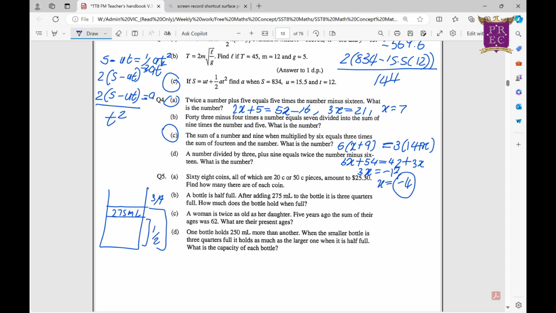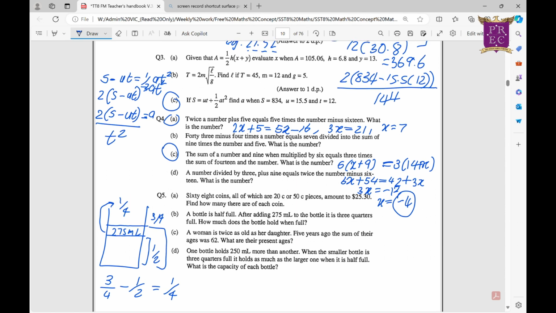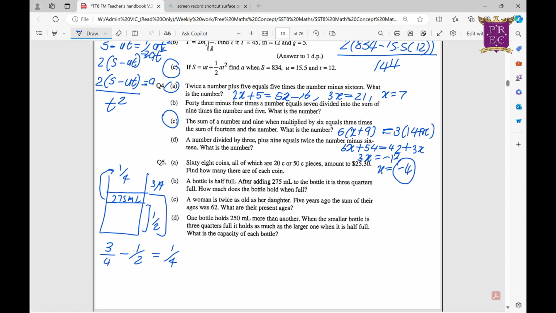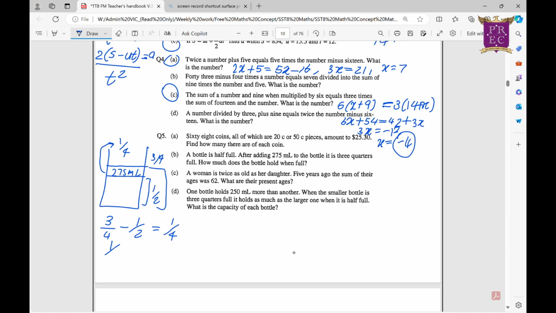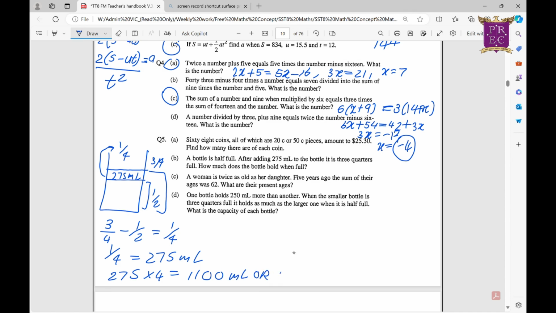So we know that 3/4 minus half gives us another quarter, right? And now we know that a quarter is equal to 275 milliliters. Since we know that, what do you think the full volume is? We do 275 times by 4, which gives us 1,100 milliliters, or 1.1 liters.